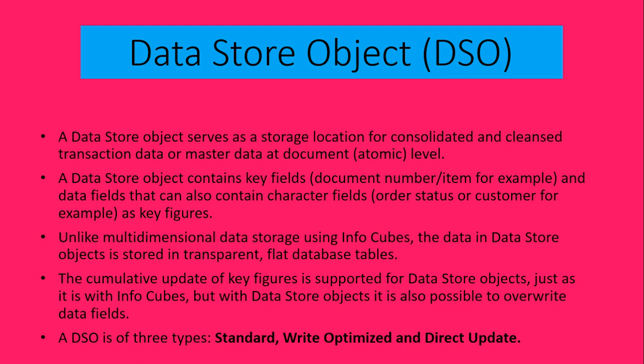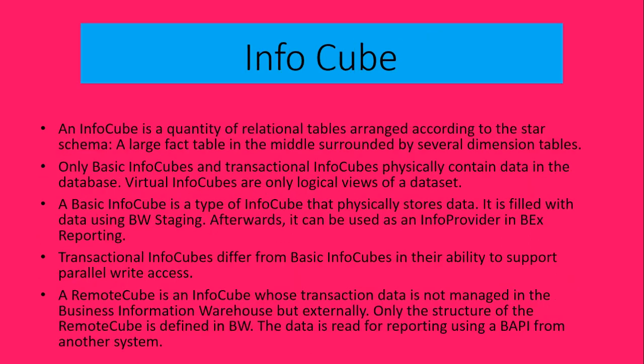A DSO is of three types: standard, write optimized, and direct update. Standard contains three tables: active table, new table, and change log table. Write optimized contains one table, the active table. Direct update contains one table, that is the active table. Standard DSO needs an activation step once the data is loaded. Write optimized doesn't need an activation step. Direct update doesn't need an activation step.